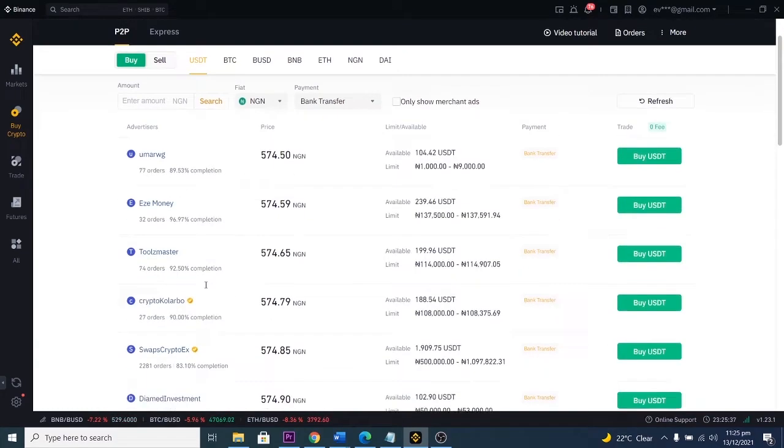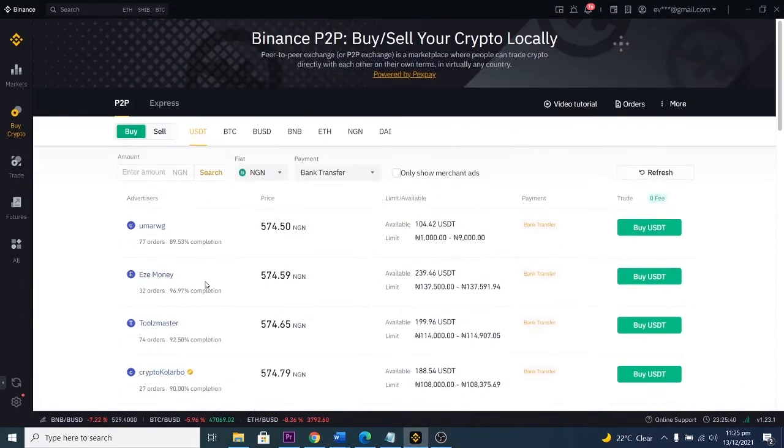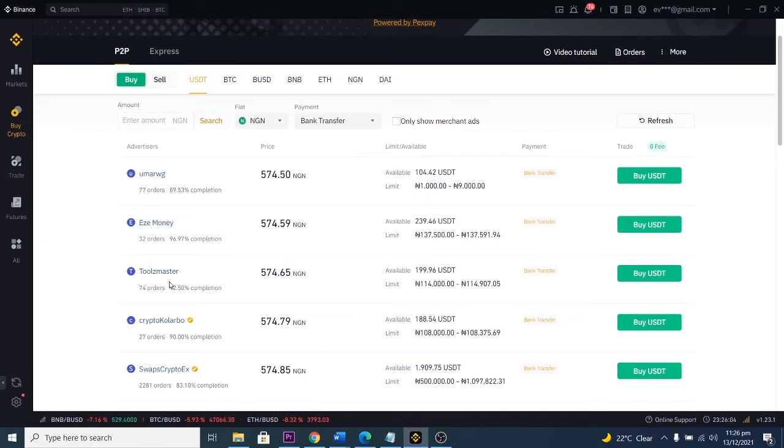So these are people that want to sell. They are also human beings like you that want to sell. If you want to sell as well, to this peer-to-peer, this is where you will also be listed, and someone will pick you up almost immediately and you'll be able to sell. So this is how it goes. So this is buy. I want to buy USDT. So this is easy money. This is Toastmaster, and this one sells at 574. This one sells at 574.65, 574.79.